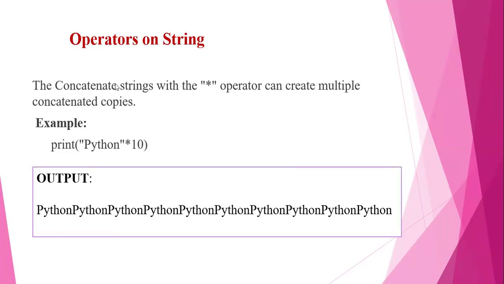Operators in string. The star operator can create multiple concatenated copies. That is, here we are assigning a string Python into 10. So it will concatenate Python 10 times. Here we see the output. Here the Python is printed 10 times.